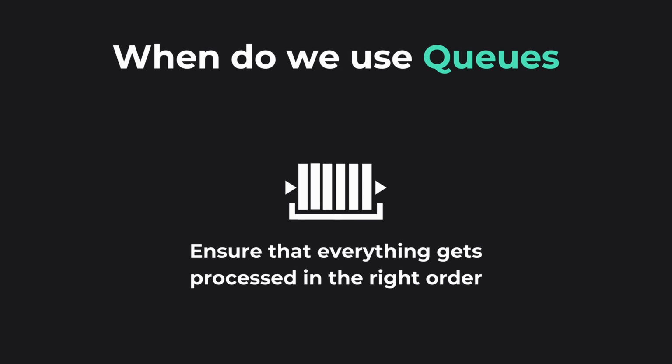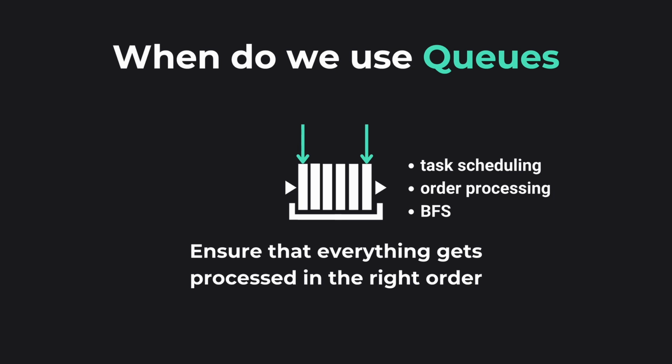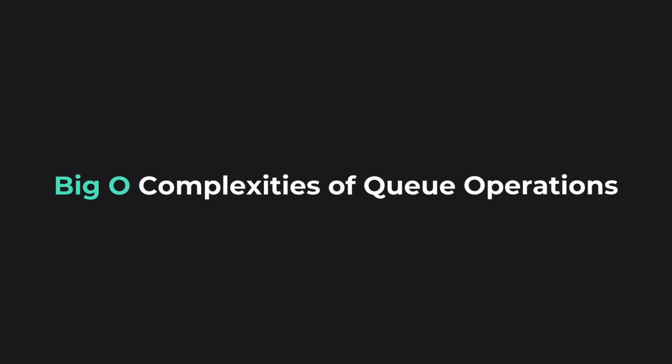We use queues when we need to maintain the order and quick access at both ends. They are good for task scheduling, order processing, and breadth-first search in trees or graphs. Now let's see the big O complexities and performance of queues.